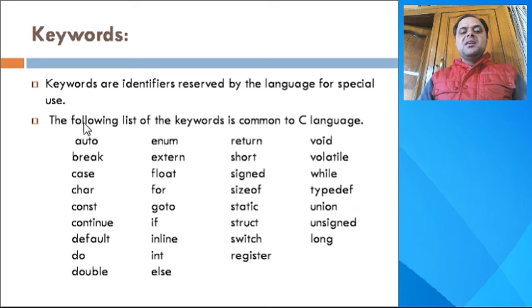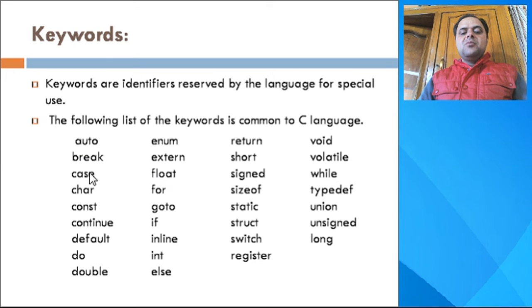So what are keywords? Keywords are identifiers reserved by the language for special use. These are already in our compilers. The following list of keywords is common to C language. These are some of the common keywords in C language. So we cannot use these keywords as our user-defined identifiers.